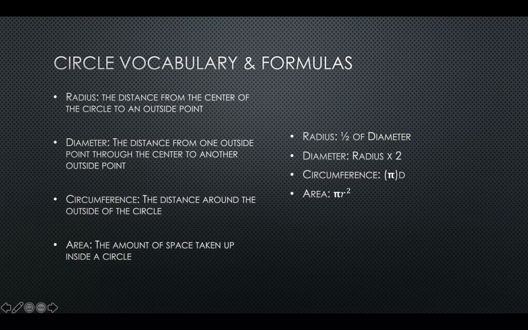Over here we have our formulas. Radius is half of the diameter. Our diameter would be radius multiplied by 2, so radius doubled. And then circumference is pi times diameter, and area is pi radius squared.